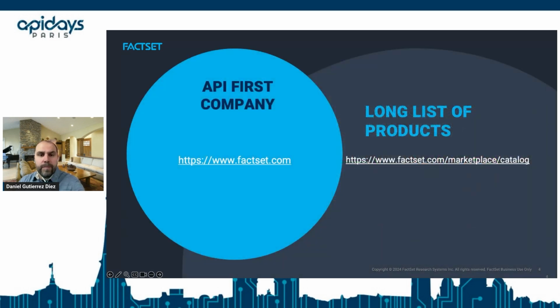FactSet is a Standard & Poor's 500 company with offices around the world. Our teams are distributed and we let engineers decide where they want to work: remote, hybrid, or in office. As an API-first company, FactSet defines standards and guidelines around API implementations and processes that teams are enforced to follow.